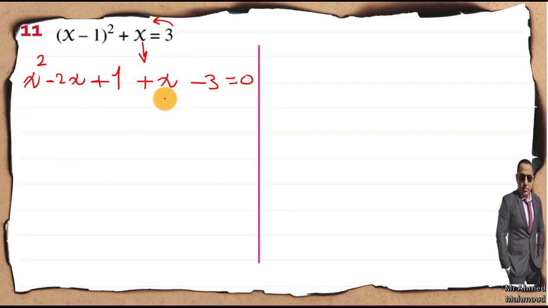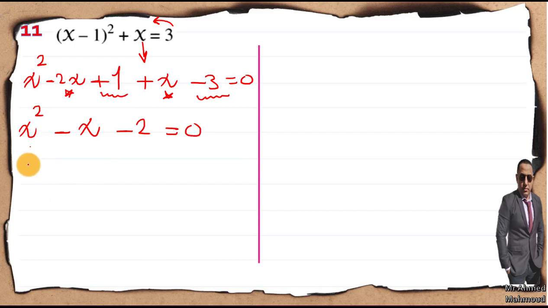I'm going to simplify, or add the like terms. Here I have x power of 2, and then negative 2x and x. Negative 2 plus 1 equals negative x, and 1 and negative 3 are like terms: 1 plus negative 3 equals negative 2, equals 0.